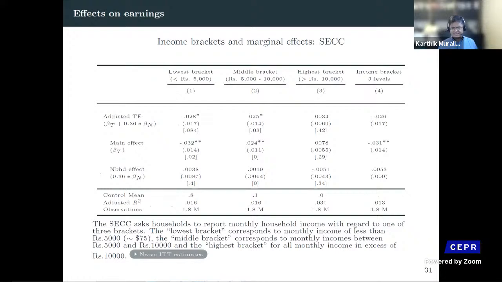So now let's go to the census. In the SECC data, this is very, very coarse data. It's got 3 categories of households: below 5,000, between 5 and 10, and above 10,000. And if you first look at the ITTs that are a little more precise, you see the significant reduction here in this main effect, which is minus 3%. And you see that that mass is shifting into this middle income category. And those effects continue to be significant, though slightly noisier, in the adjusted treatment effects. And that's telling you that there is this rightward shift in the income distribution.